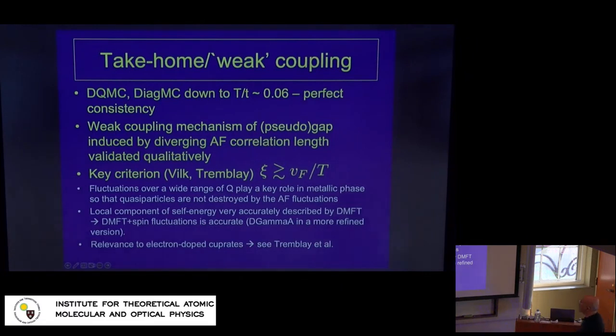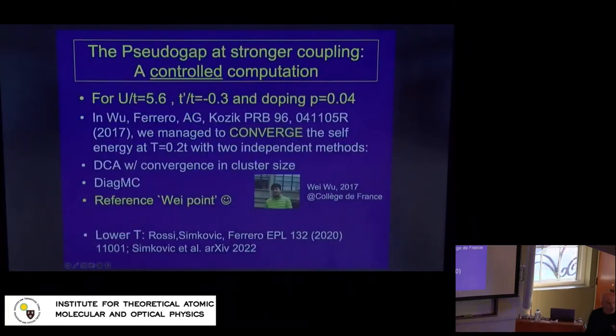All reliable methods agree about these crossovers. The weak coupling mechanism of this pseudogap is well understood, goes back to Vilk and Tremblay, Chubukov, Schmalian, and others, and it's induced by a diverging antiferromagnetic correlation length with a very precise, well, at least qualitative criterion for the opening of the pseudogap. So now what about the strong coupling pseudogap?